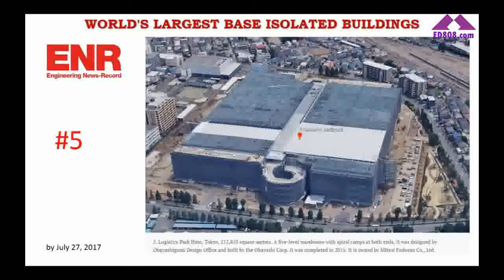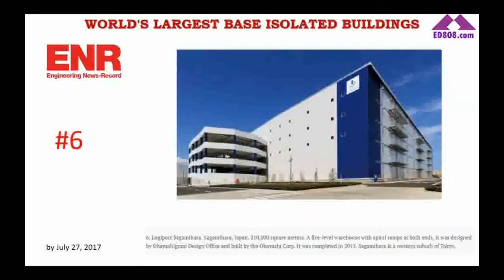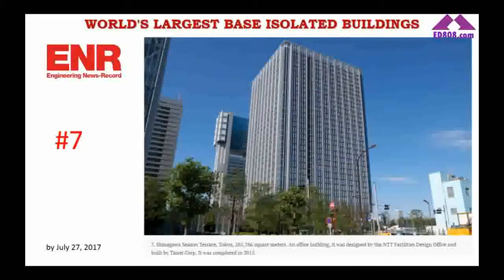Fifth one is in Japan, in Tokyo. It's a logistics center, Logistics Park Hino is called. It's a 5-story building. It covers more than 200,000 square meters of area. Sixth one, again from Japan. It's called Logiport Sagamihara. It's a 5-level warehouse building covering more than 210,000 square meters area.